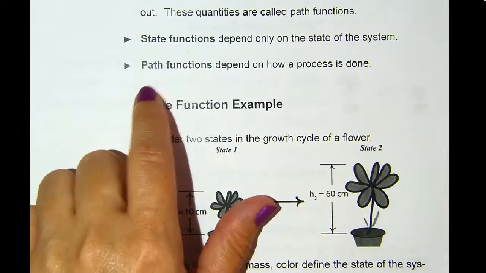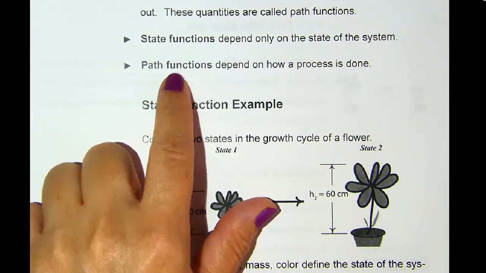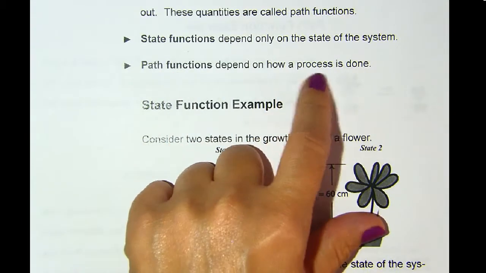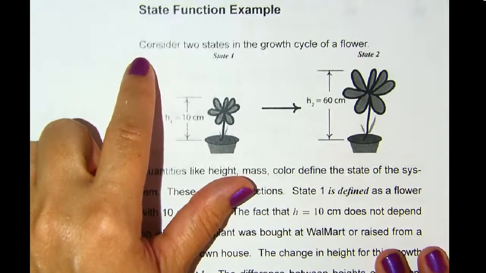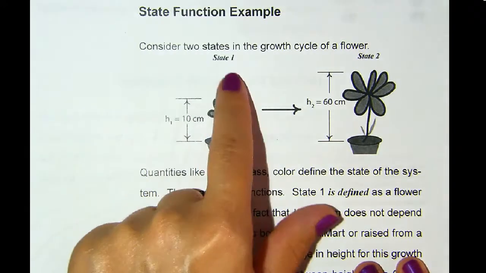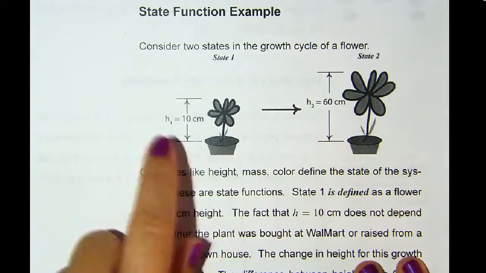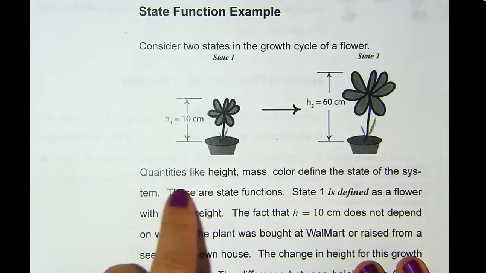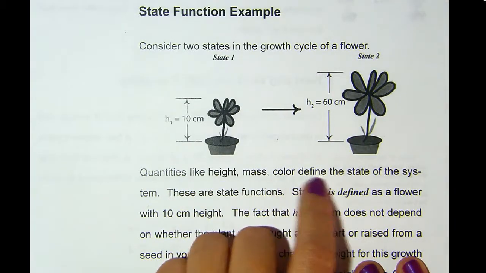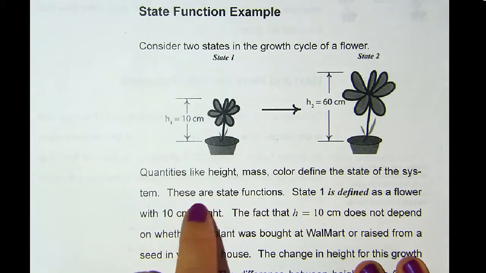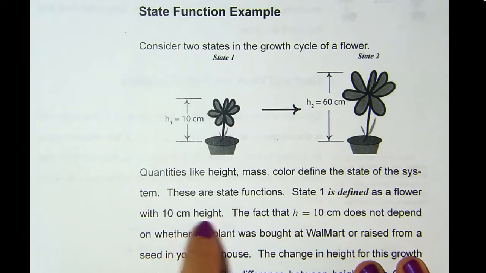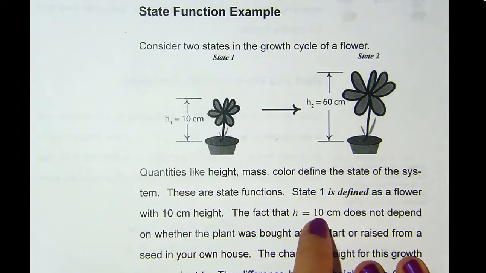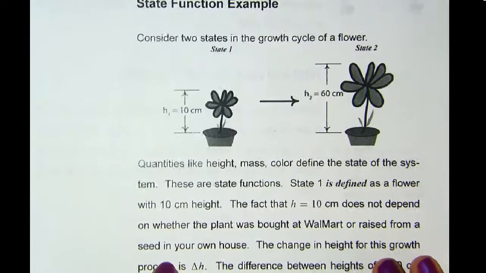So, state function depends on the state of the system. Path functions depend on how the process is done. So here's an example of a state function. Consider two states in the growth cycle of a flower, state 1, state 2. And they end up at different heights. Quantities like height, mass, color define the state of the system. These are state functions. State 1 is defined as a flower with 10 centimeters height. The fact that the height is 10 centimeters does not depend on whether the plant was bought at Walmart or raised from a seed in your house.